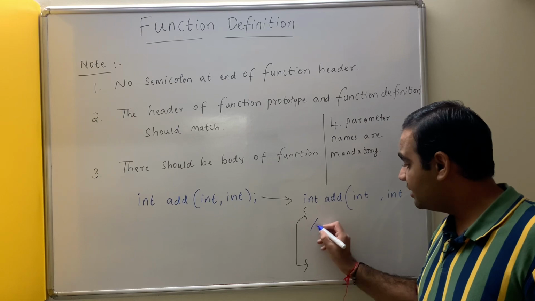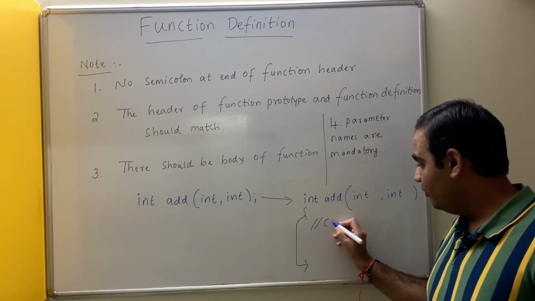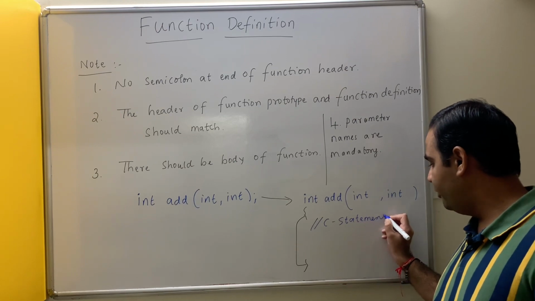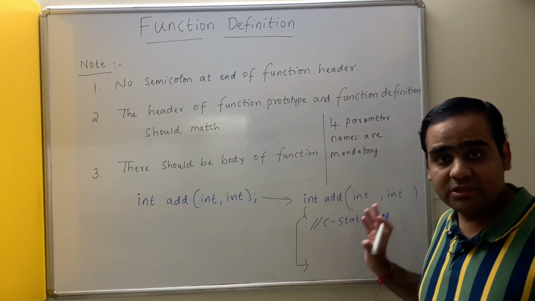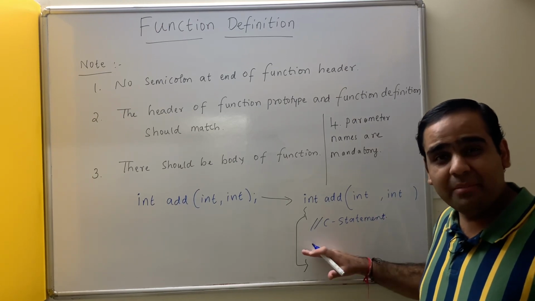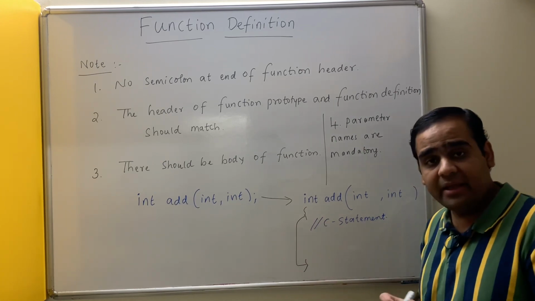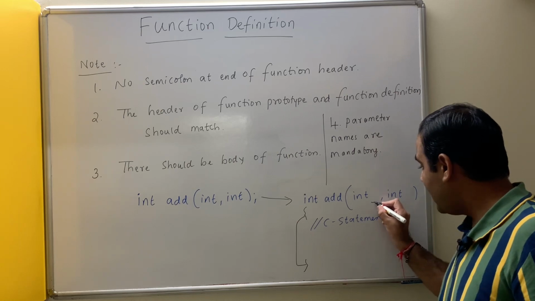We can declare the variables. That means we can write any C statement. It can be an else if ladder, it can be a switch, it can be a while loop, it can be anything, any particular C statement. And the next thing is the function parameter names.